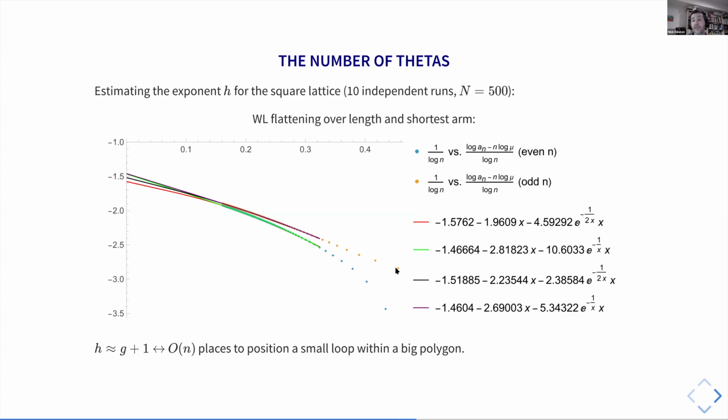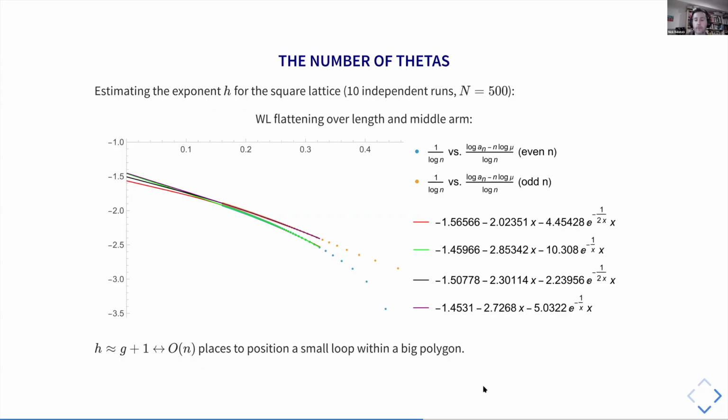The square lattice, because it's a bipartite graph, I've got this sequence of odd values and the sequence of even values. So I have 2 different things I have to extrapolate against. But again, depending on exactly what your correction to scaling is, it again very much looks like -3/2. So again, one more than it was for polygons. Okay, so that's the number of thetas.